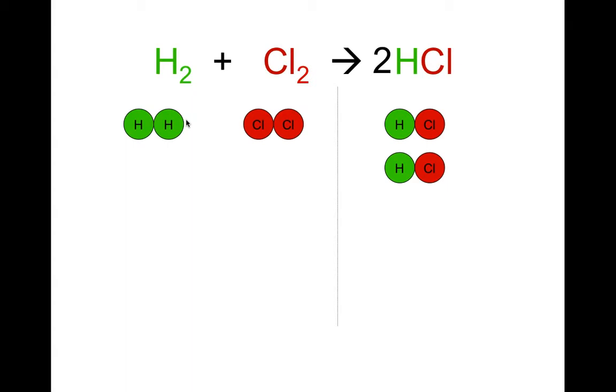We have the same number of atoms of hydrogen on the left side, the reactant side, as we have on the right side, the product side. And the same thing is true of chlorine, same number on both sides.